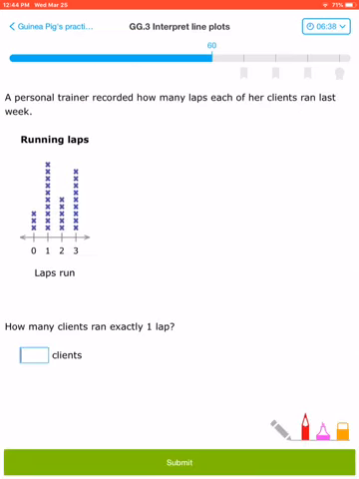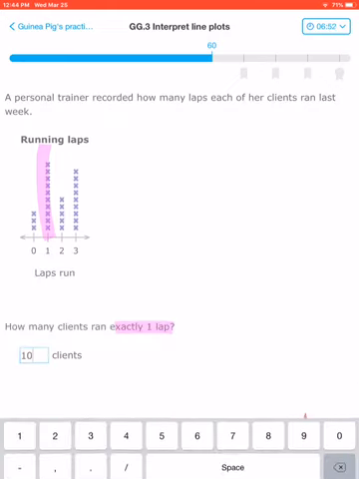How many clients ran exactly 1 lap? Exactly 1 means just 1. So I'm going to count these X's. 1, 2, 3, 4, 5, 6, 7, 8, 9. Looks like 10 X's.